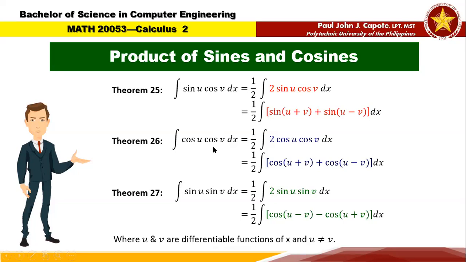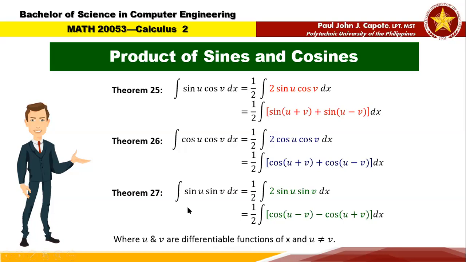In theorem 26, we evaluate the integral of the product of cosine u and cosine v dx. So, to evaluate this integral, we look for an existing trigonometric identity na kagaya nung una, pwede nating ipasok yung mga existing standard integration formula. And so we will introduce a factor, which is 2 over 2, apply integral of the product. So we have 1/2 times the remaining 2 times cosine u times cosine v dx. And then this new integrand 2 times cosine u cosine v has an existing trigonometric identity. And that is equal to the sum of cosine u plus v and cosine u minus v.